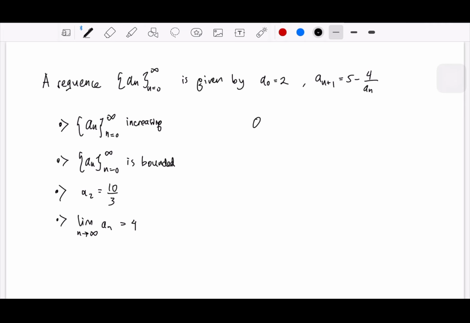So the question is which statements are false? Or maybe which statement is false? Or maybe which statements are true, which statements are false? So we can have more general questions. Stop the video or pause the video and try to solve this by yourself, and later on we can have our solutions.